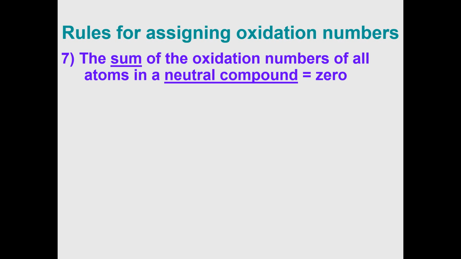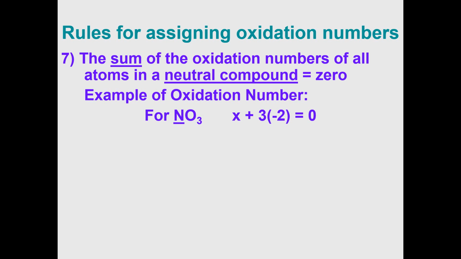Here's rule number 7. The sum of the oxidation numbers of all the atoms in a neutral compound equals 0. So it's almost as if we're putting all of our rules together and we're really starting to determine oxidation numbers for certain elements within a compound. So within this compound of NO3, nitrogen trioxide, I have an equation set up for us to determine the oxidation number of nitrogen. Now we have 1 nitrogen, that's representing my X. We have 3 oxygen, so I have 3 times the oxidation number of oxygen, which we know is -2, and the whole thing is equal to 0.